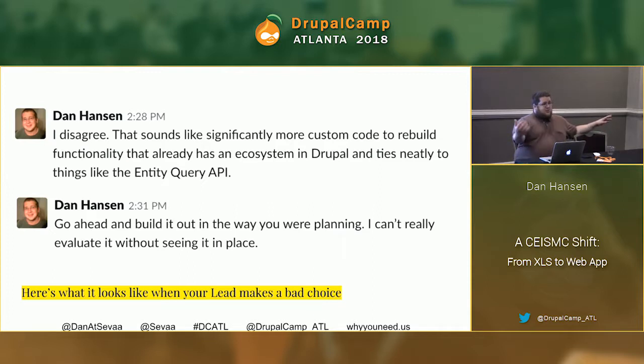So he's come to me with a solution. In this particular instance, he said something along the lines of, well, I don't want to use entity reference. It's got a lot of overhead. So I'm just going to build a lightweight table solution and then move forward from there. And I catch it. I say I disagree. It sounds significantly like more custom code to rebuild the functionality, and doesn't have the documentation to support that entity field query would provide for entity references.